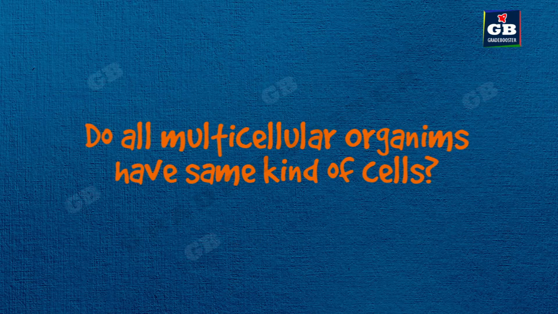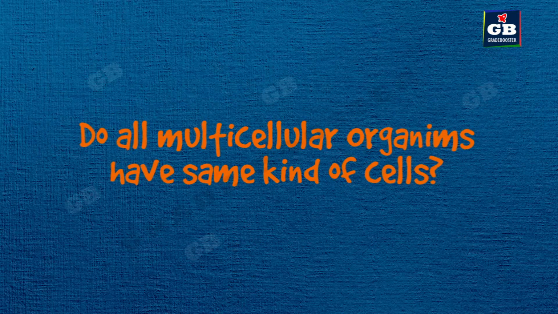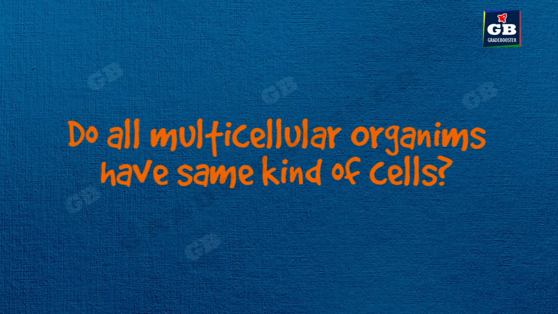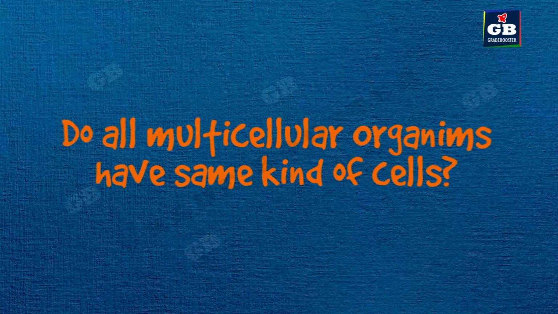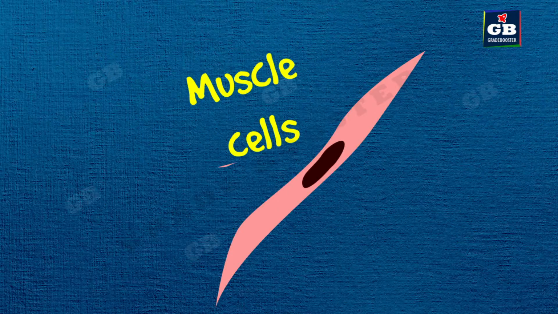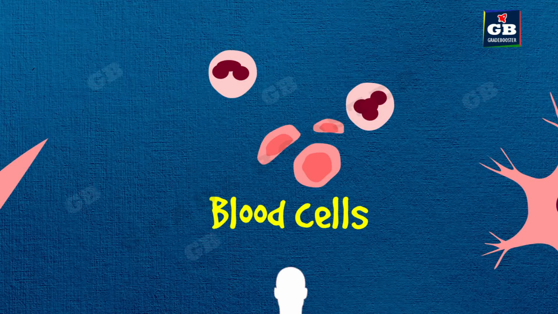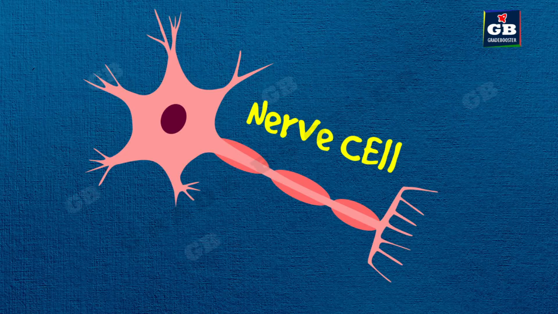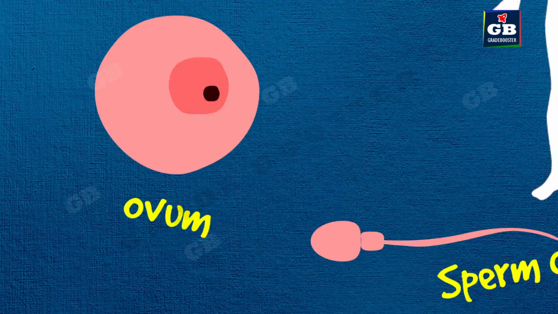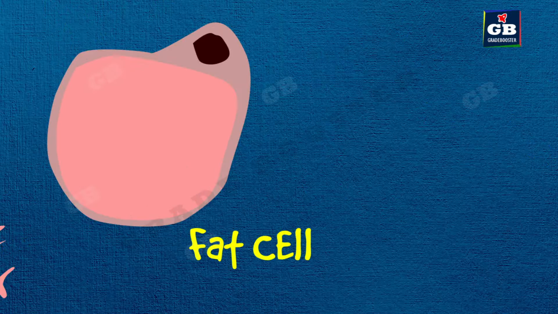Do you think the whole multicellular organism is made up of a single type of cells? No. Multicellular organisms are made up of different types of cells. Now, let us see different types of cells of our body. Muscle cells, blood cells, nerve cells, bone cell, ovum, sperm cell, fat cell.